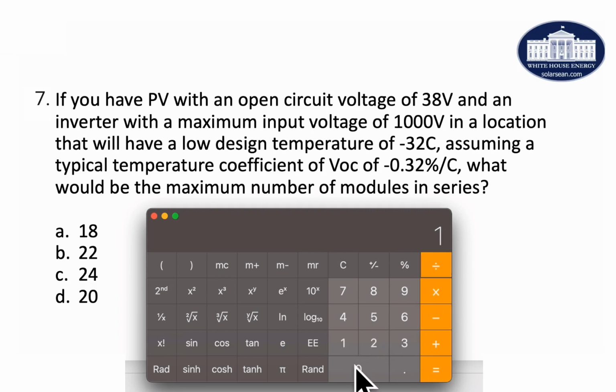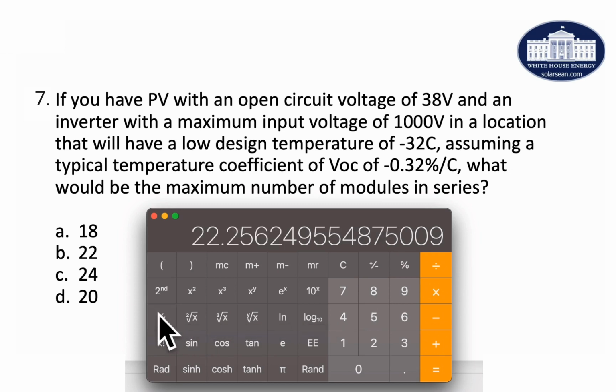Divide that into 1,000. I did it upside down. Instead of 1,000 divided by 44 point something, I did 44 point something divided by 1,000. So I'm going to flip it, and I get 22 in series. That is the answer.